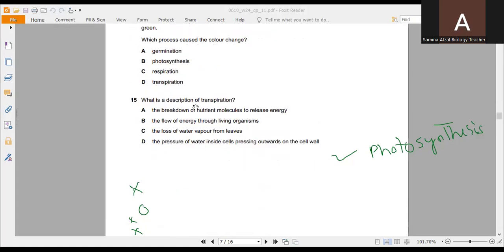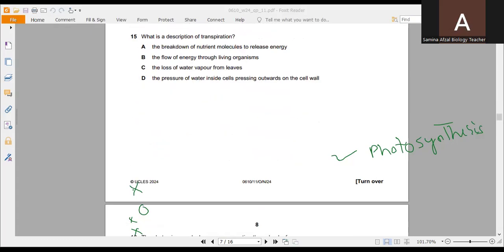Now, question number 15 is there. What is the description of transpiration? Now, few seconds back, I have told you that it is the evaporation of water vapors through aerial parts of the plants. So aerial parts are those which are above the ground level. So breakdown of nutrient molecules to release energy, this is respiration. The flow of energy through living organisms, that is the food chain or food web, or loss of water vapor, C is the correct option.